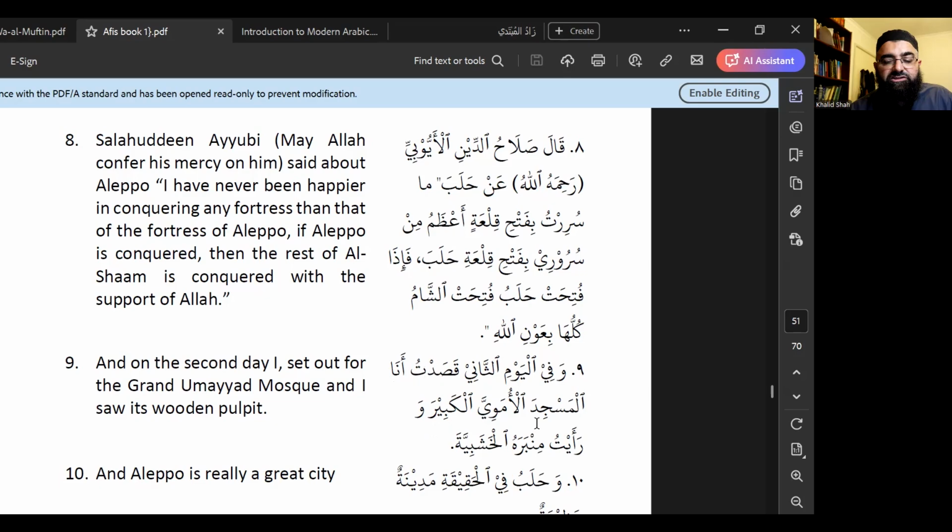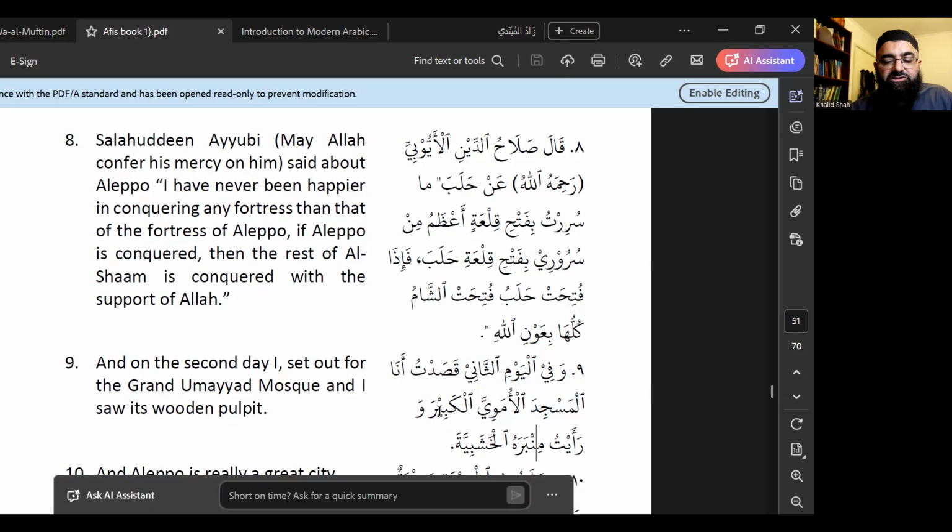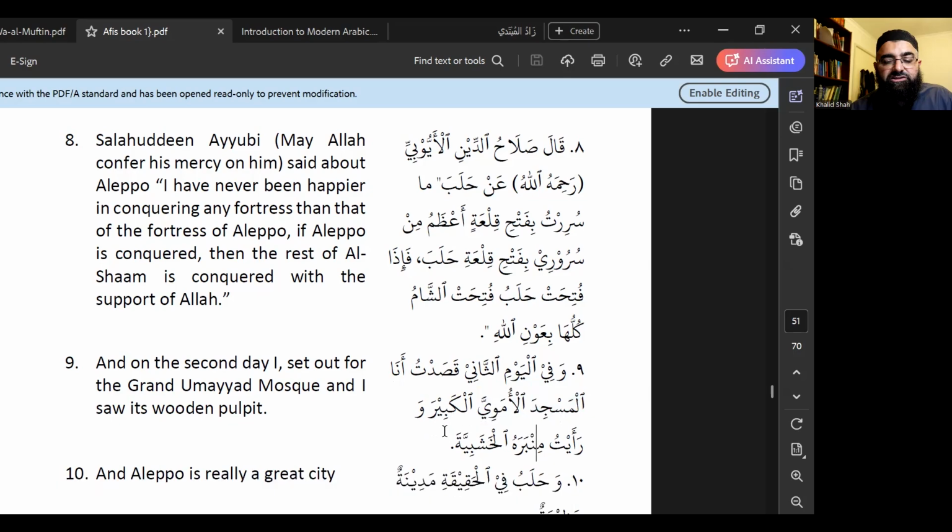قصدت أنا المسجد الأموي. I set out to Masjid Umawi. This is Mawsuf Sifa, and it's Maf'ul, and the way you know is it's got a fatha there at the end. Al-Kabira, Mawsuf Sifa. Al-Masjid Al-Umawi Al-Kabir. So you have أنا قصدت أنا المسجد, a Maf'ul with fatha, then it's got two sifas: Al-Umawi Al-Kabir, the Grand Umayyad Mosque.